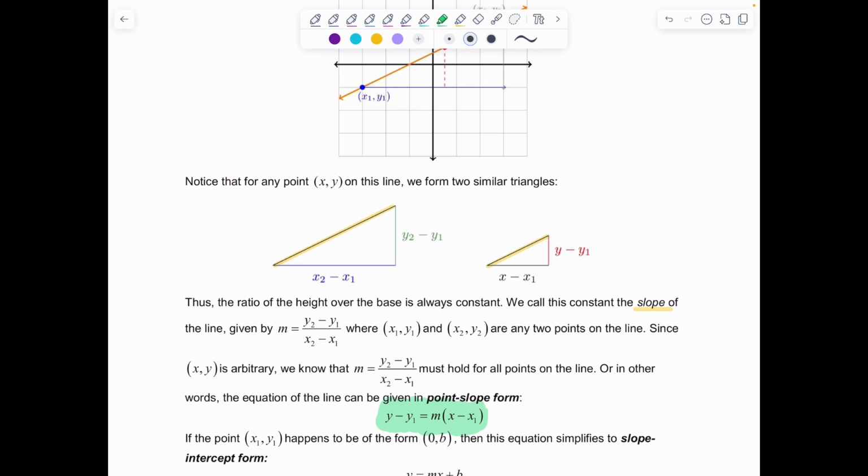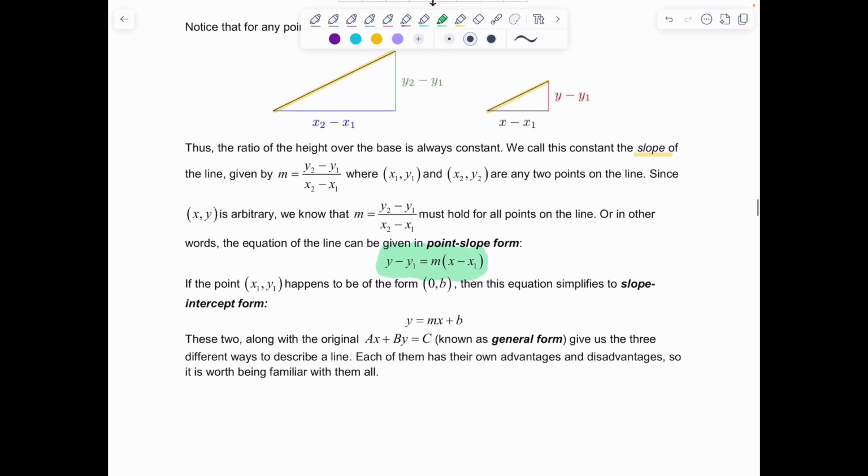Now, if the point (x1, y1) happens to be of the form (0, b), where b is the y-intercept, then this equation simplifies to slope-intercept form, which is probably more familiar to most people: y = mx + b. And most of the time when we write the equation of a line, we put it in slope-intercept form, okay? But to get the ball rolling, I go to point-slope form.